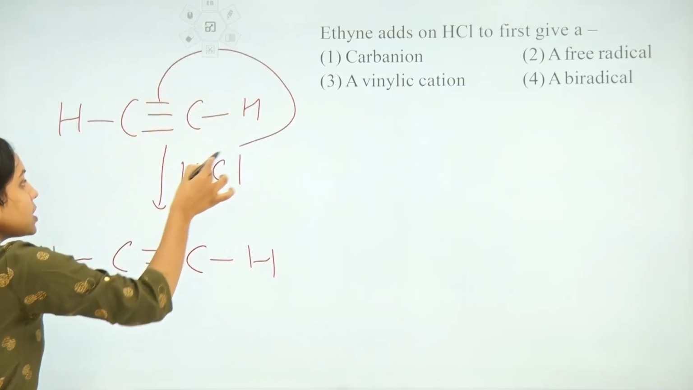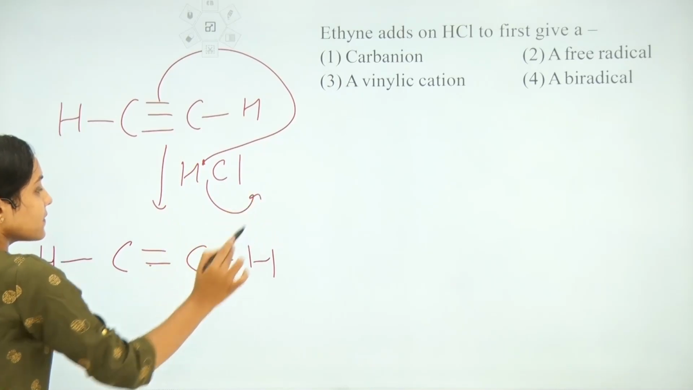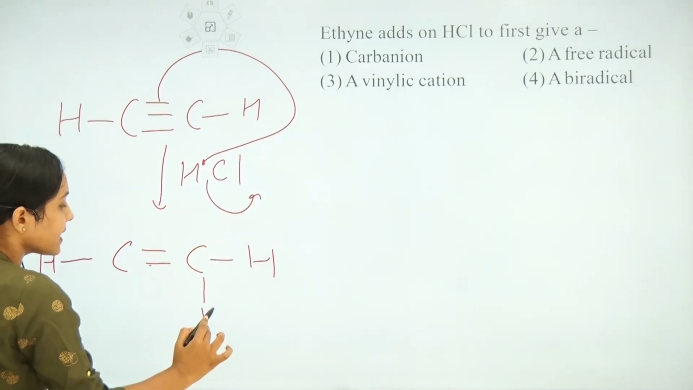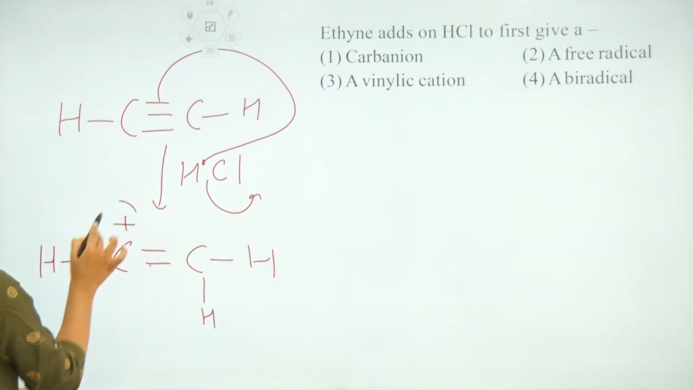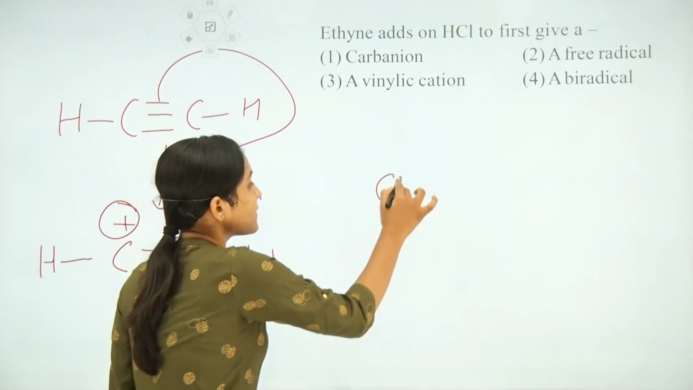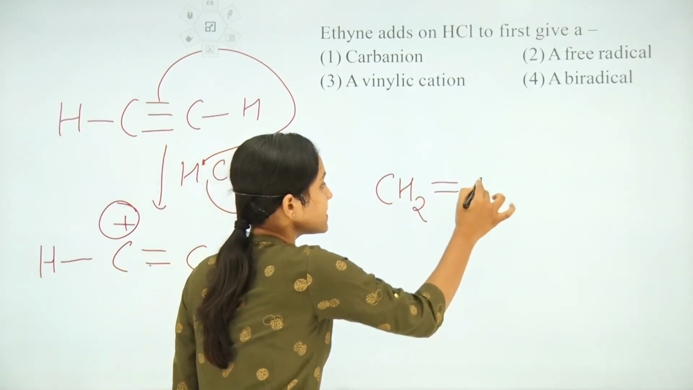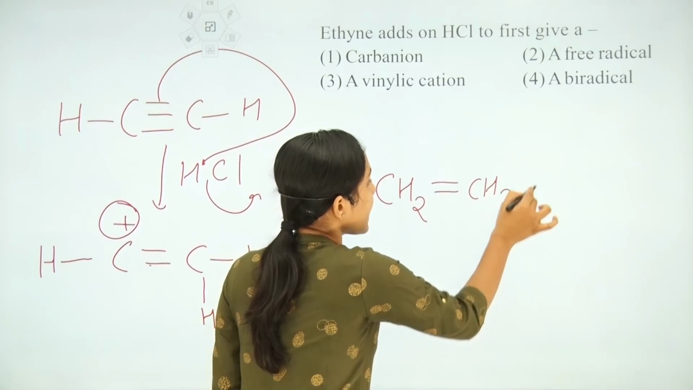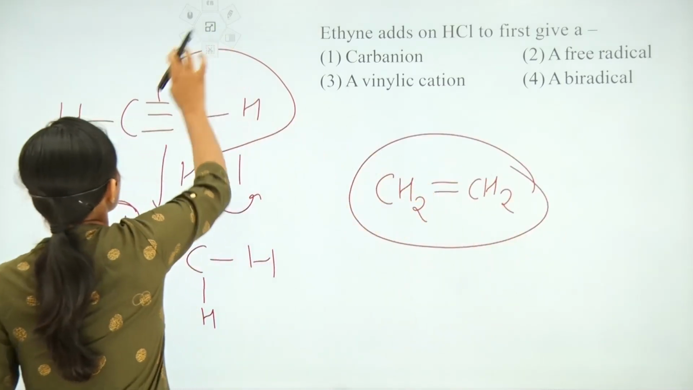will attach to the vacant orbital of H plus, and Cl minus will be released. So here hydrogen will attach and a carbocation will form at this carbon atom, right? So this is a vinylic cation, because this group is known as the vinylic group, CH2 double bond CH2. This group is known as the vinyl group, right?